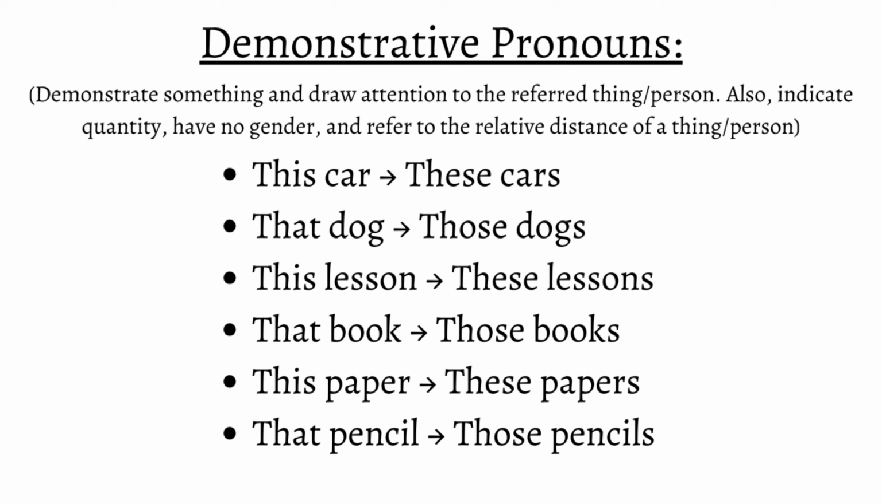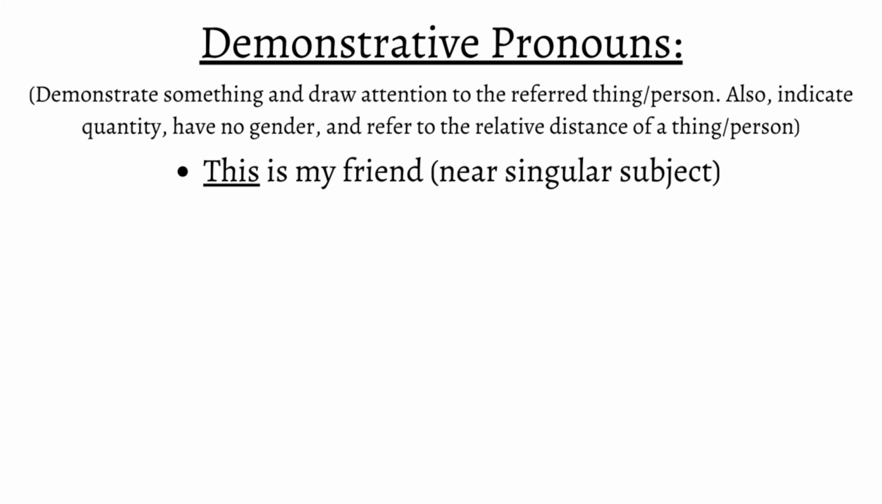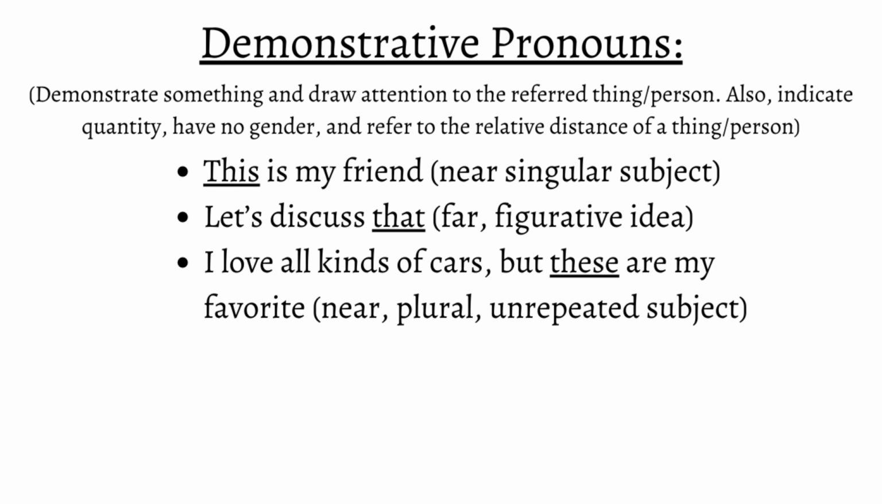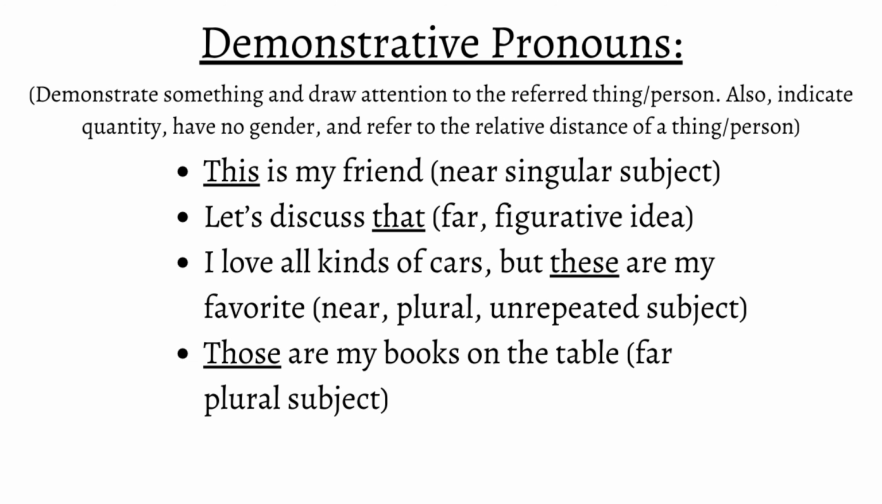They can also show how near or far something or someone is without repeating the same subject. This is my friend indicates a singular subject that is near me. Let's discuss that indicates a far more figurative idea. I love all kinds of cars, but these are my favorite. This sentence also has a near subject, but it's plural and doesn't repeat the same subject. Those are my books on the table. This phrase has a far and plural subject.